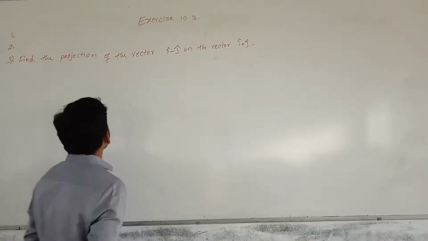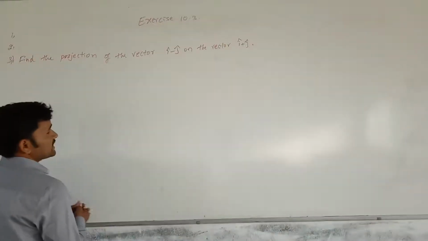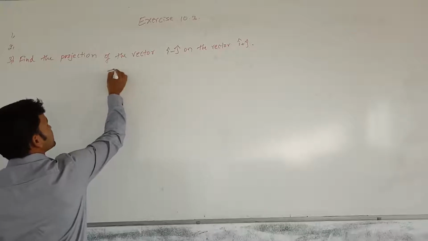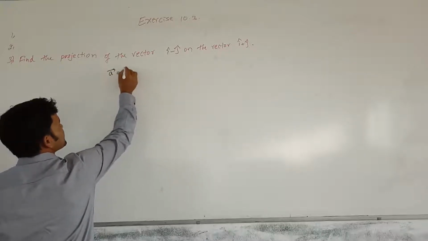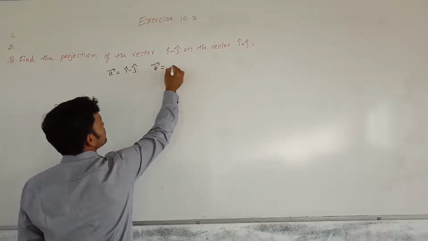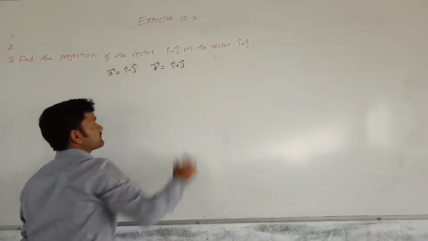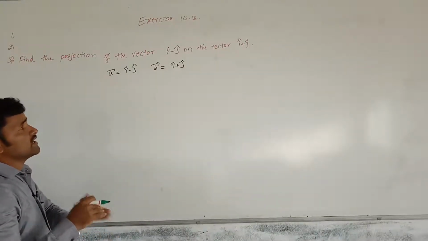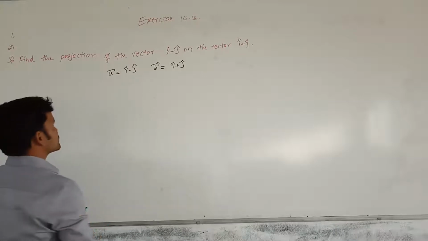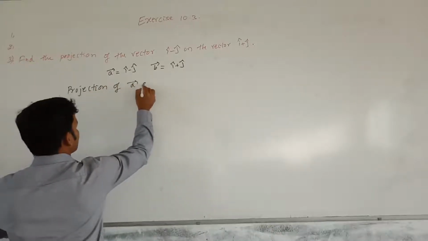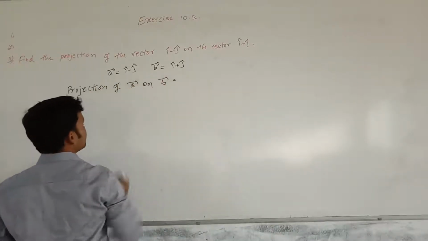Question number 3 I will solve. Find the projection of the vector i minus j on the vector i plus j. Here, take the first vector as vector A. Vector A is equal to i minus j and vector B is equal to i plus j. What I have to find out is a projection of the vector i minus j on the vector i plus j, that is, the projection of vector A on vector B.